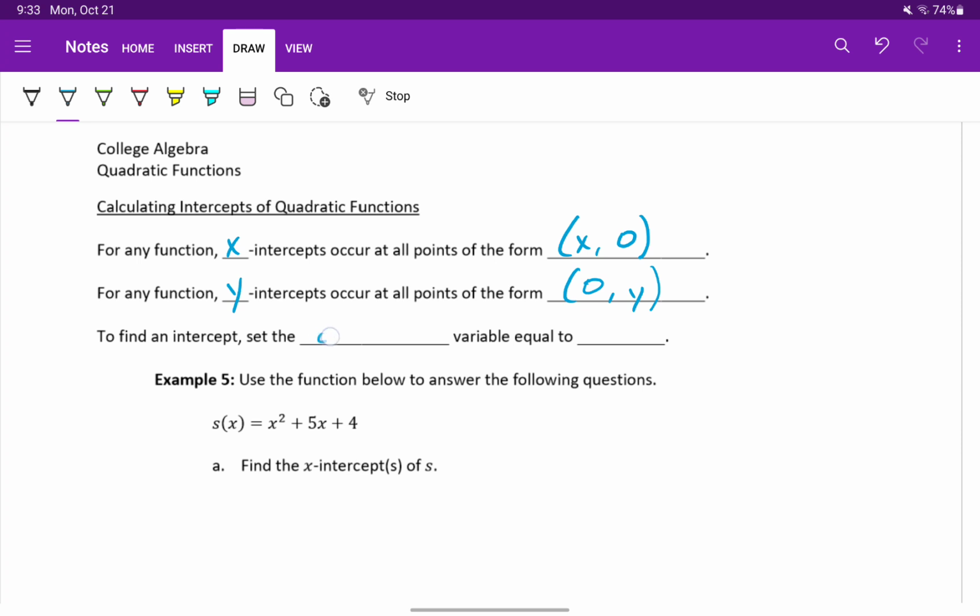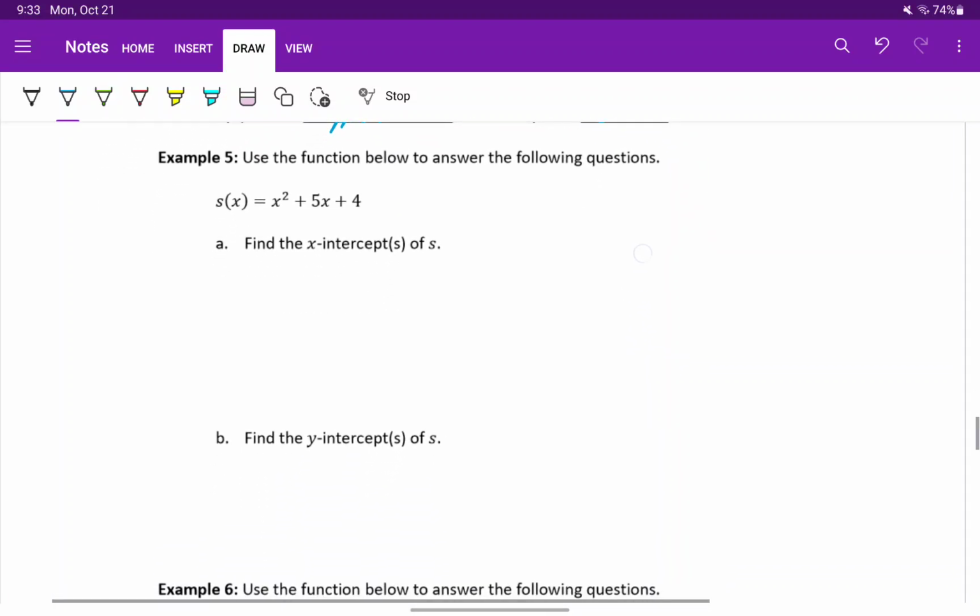That means to find an intercept, what we need to do is set the opposite variable equal to 0, and then solve for the remaining variable. In example 5, we have the function s of x equals x squared plus 5x plus 4. To find the x-intercept, we'll set our y variable equal to 0.